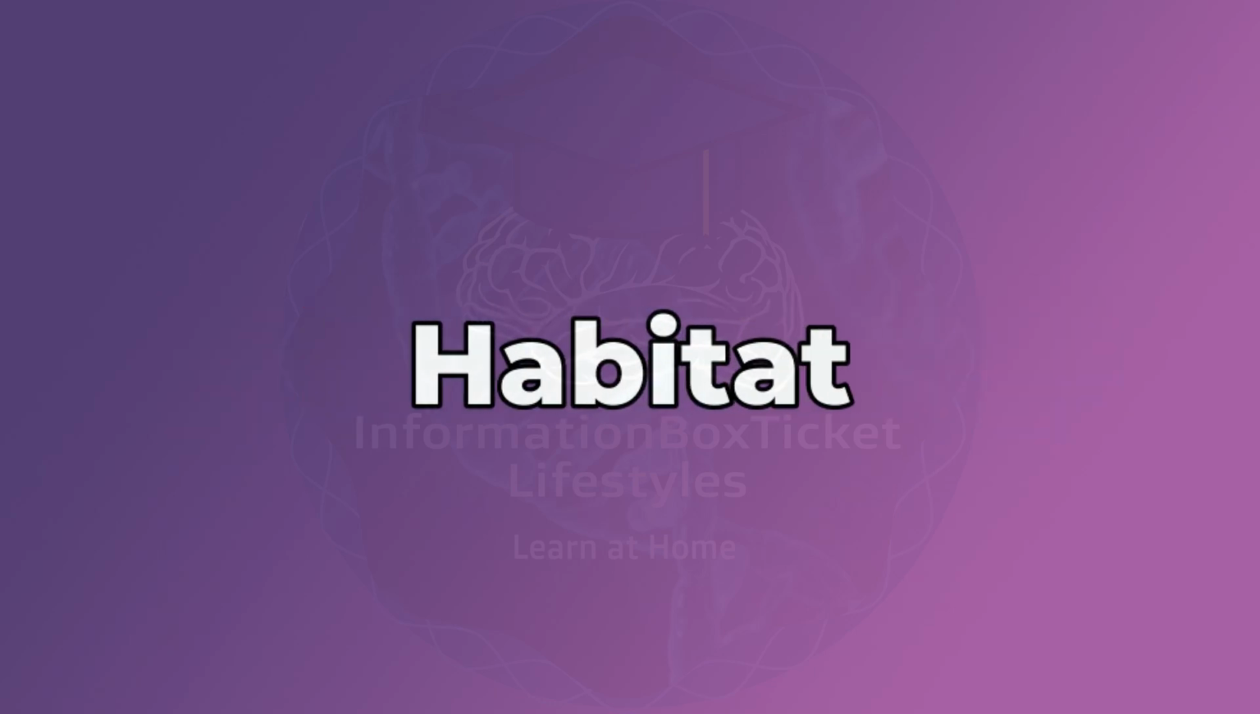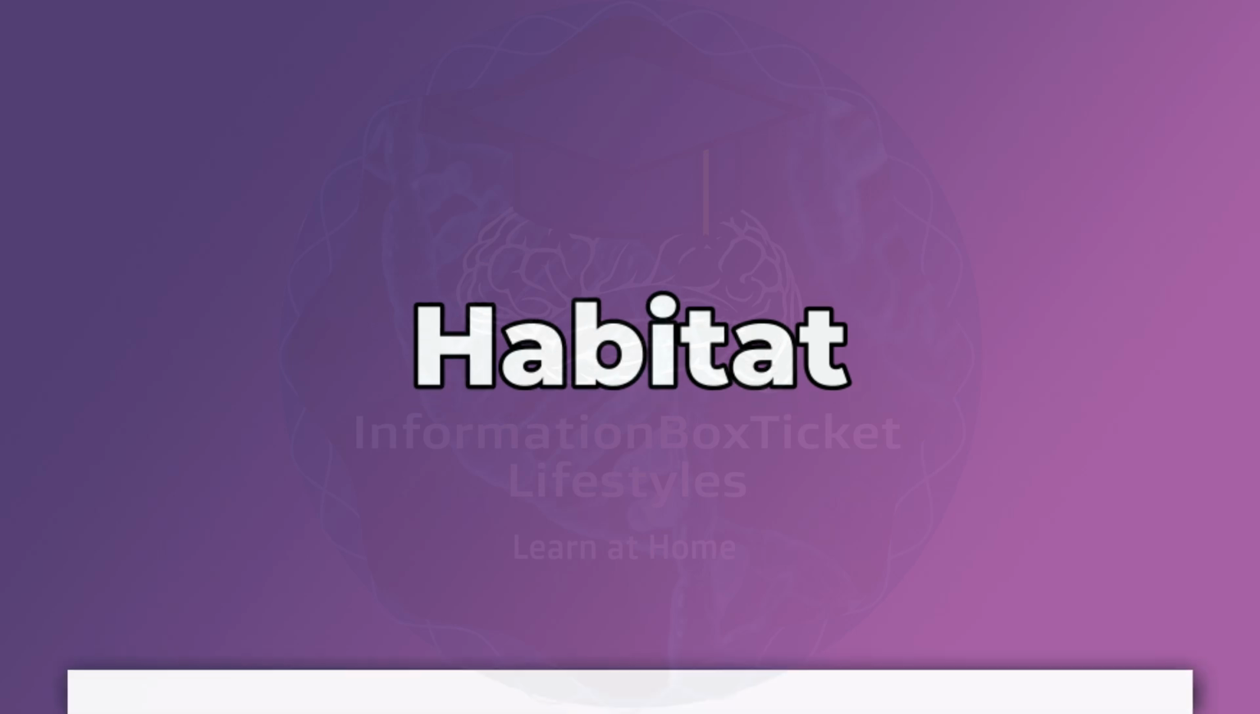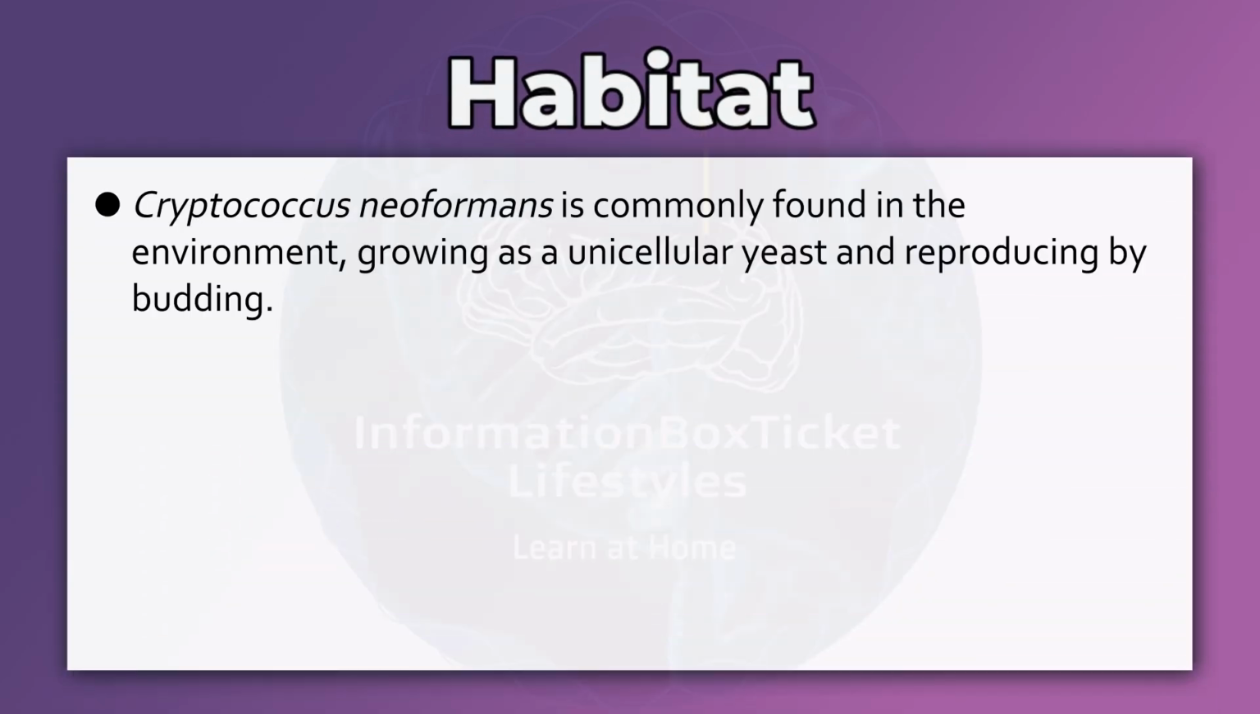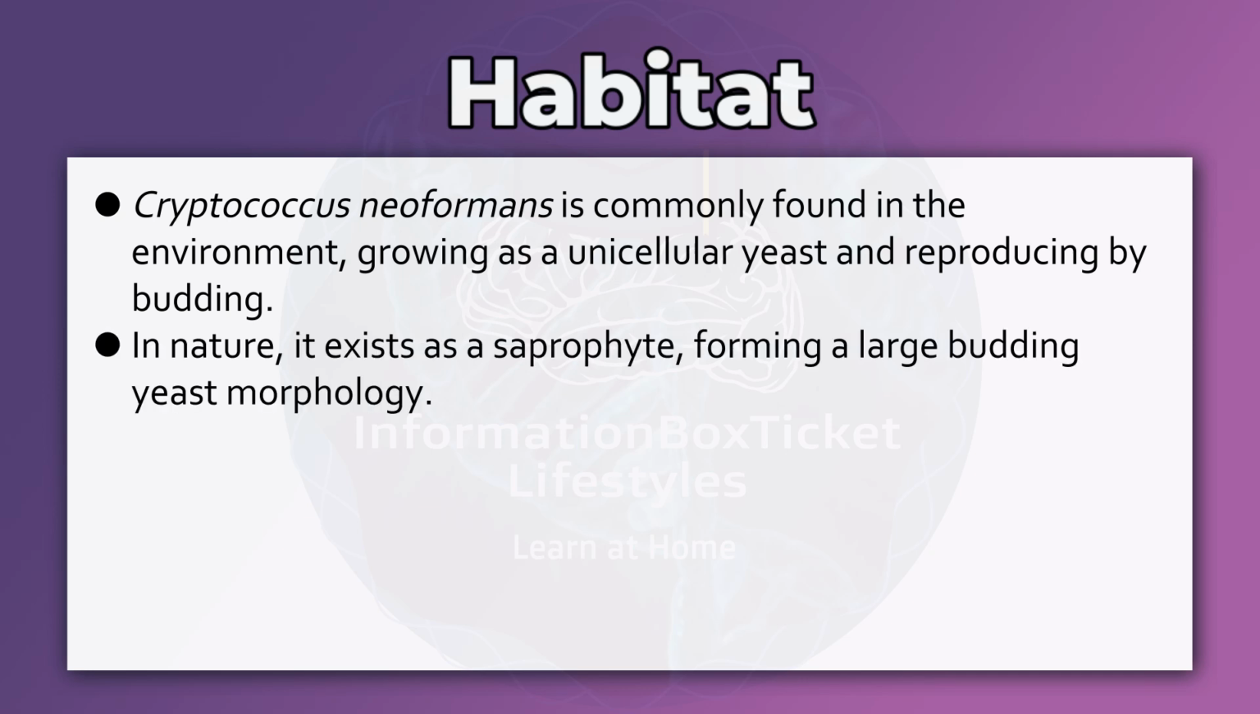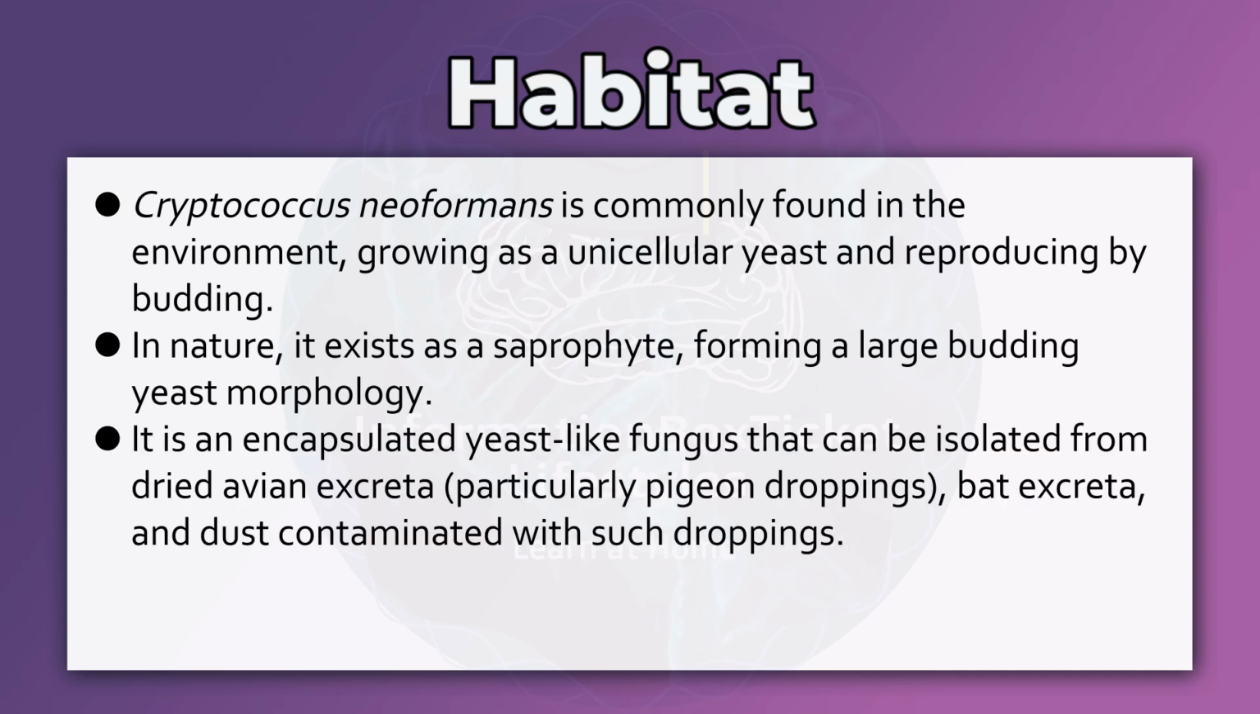Habitat of Cryptococcus neoformans. Cryptococcus neoformans is commonly found in the environment, growing as a unicellular yeast and reproducing by budding. In nature, it exists as a saprophyte, forming a large budding yeast morphology. It is an encapsulated yeast-like fungus that can be isolated from dried avian excreta, particularly pigeon droppings, bat excreta, and dust contaminated with such droppings.